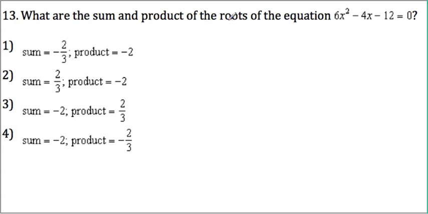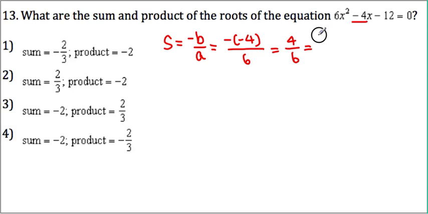Now, the sum and the product of the roots for this given equation. How do you find the sum? Sum is negative b over a. Now, what's the value of b? B is negative 4, so I'm going to put negative 4 in this way. A is equal to 6. So when you simplify this, you will realize that two negative signs become positive, 4 over 6, which is equal to 2/3.